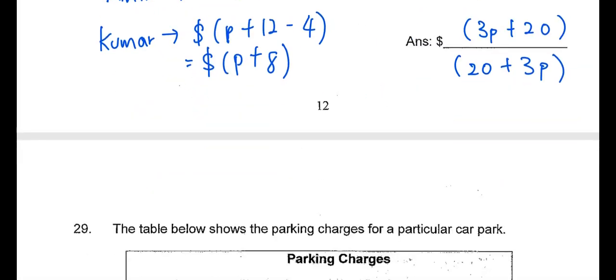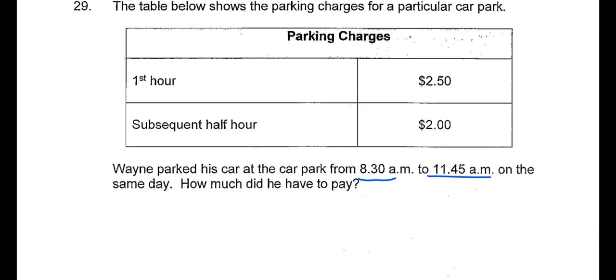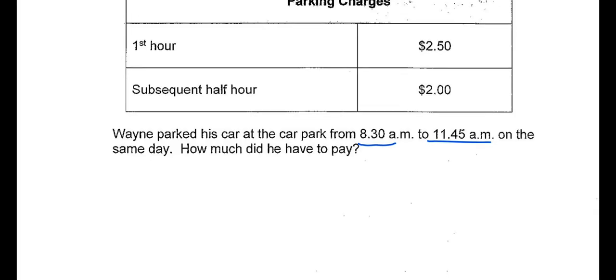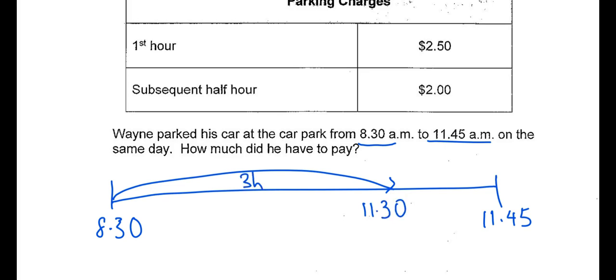Question 29. Alright, this is on rate. Now you parked from 8:30 to 11:45 a.m. So first thing I would like to do is to find out from this time to this time, how many hours is that? So it's always good to have a timeline drawn. 8:30, 11:45 is my end time. So I'm going to just jump all the way to a nice number, 11:30. That's about 3 hours. From 11:30 to 11:45, that's about 15 minutes extra. So the total time this person parked, 3 hours, 15 minutes.